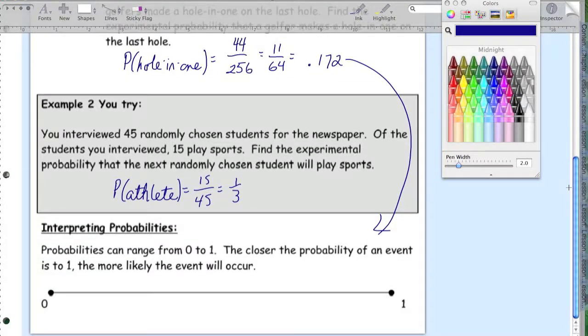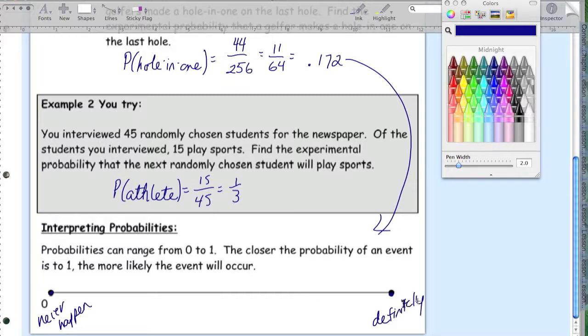All right, now all probabilities range from 0 to 1. You can never have a probability lower than 0 or higher than 1. They're usually going to be decimals that fall in that range, or they could also be written as fractions, but it will always be something in this range. 0 represents something that will never happen. It can't happen, 0 probability of it happening. 1 is definitely going to happen.